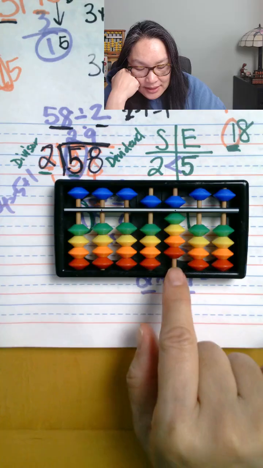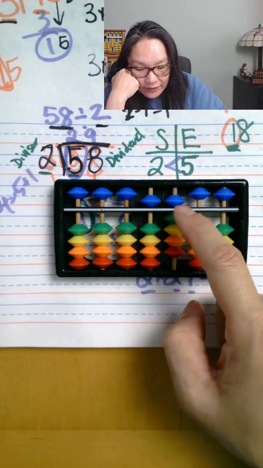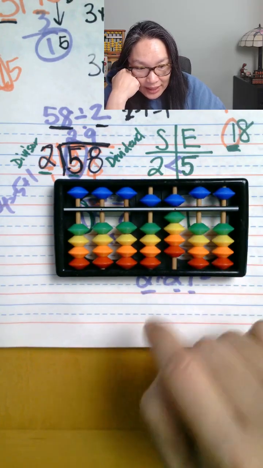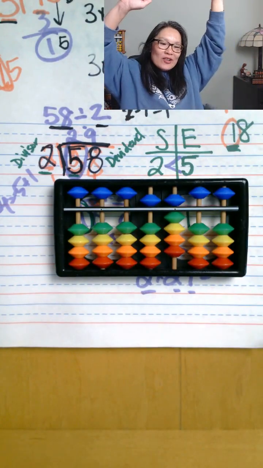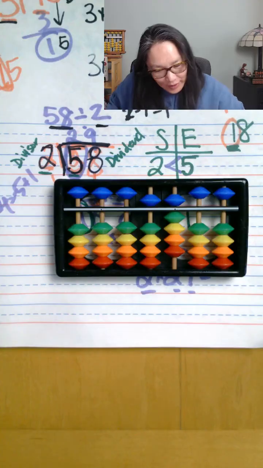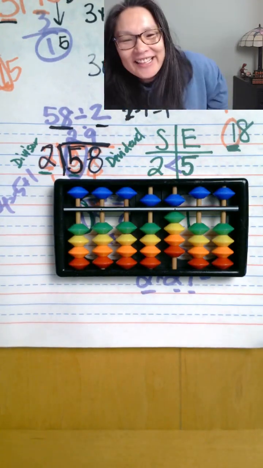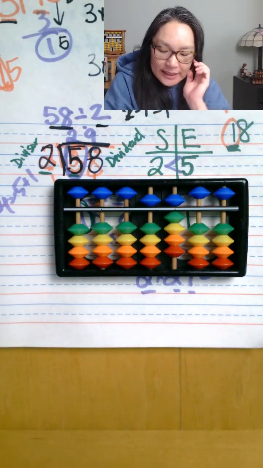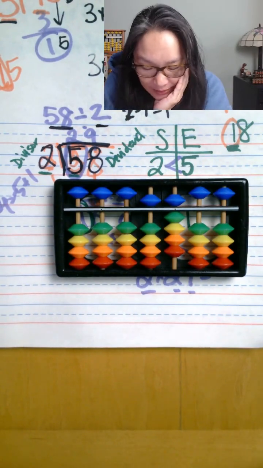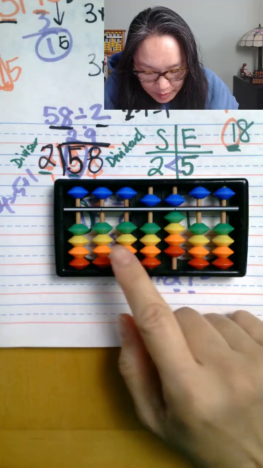Okay, so wait, so this is 8, and then when I add this, this is 9. How do I know? 5, 6, 7, 8, 9. I want an abacus now. Woo! But I don't like math. Math is okay. Yeah, because the abacus makes it really easy, just to see the numbers being moved.